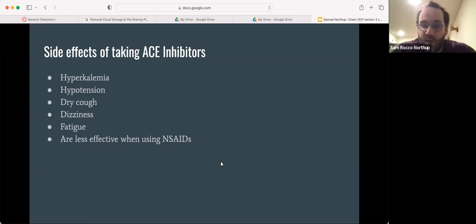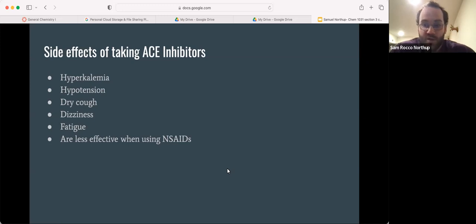The side effects of taking ACE inhibitors: one that is very dangerous is hyperkalemia, which is increased blood serum potassium levels. The reason that happens is because with ACE inhibitors, sodium excretion is increased and potassium is retained more. Increased levels of potassium can lead to cardiac arrhythmia, heart failure, and other diseases. This can be monitored through regular blood tests, making sure that you're not exceeding those potassium levels.